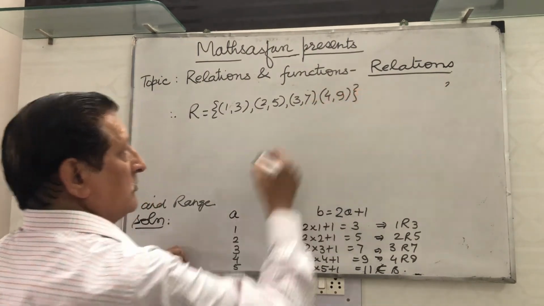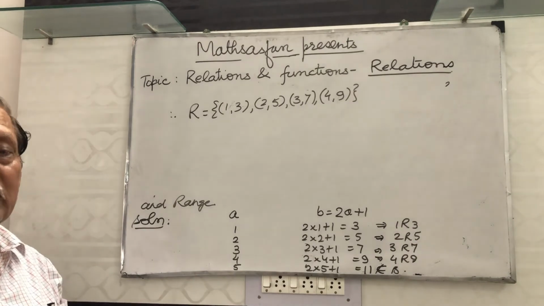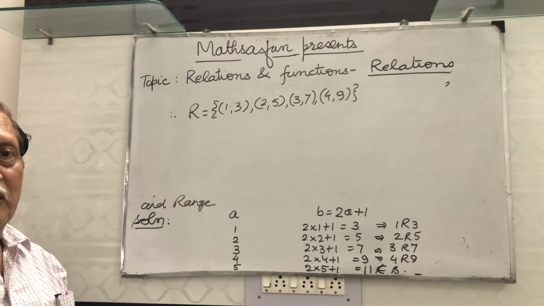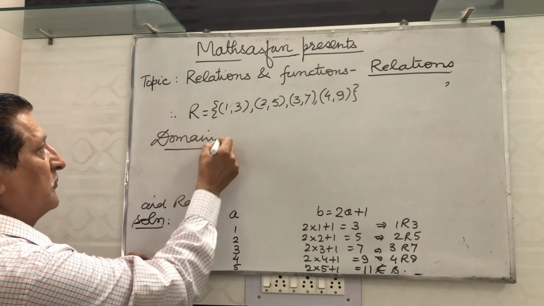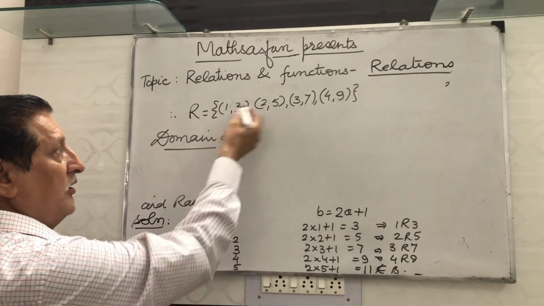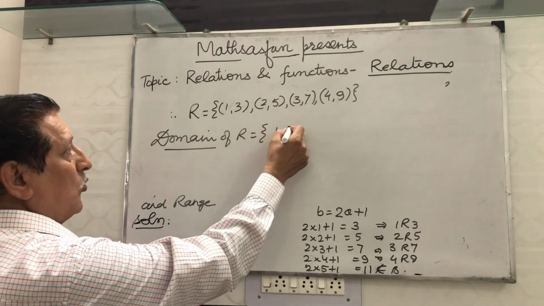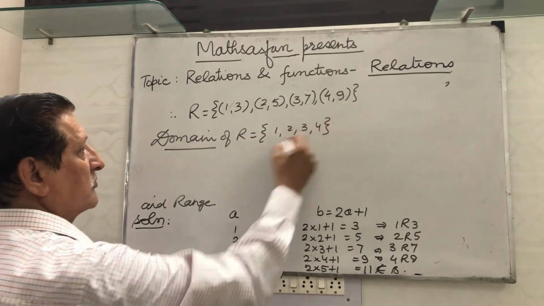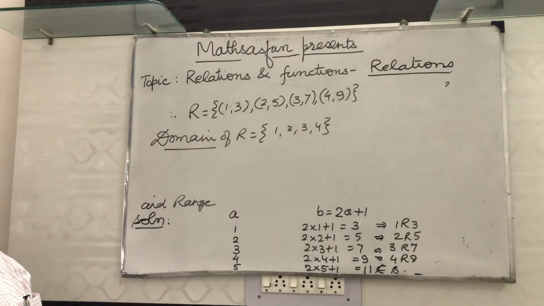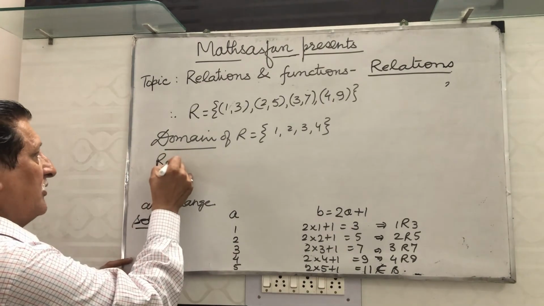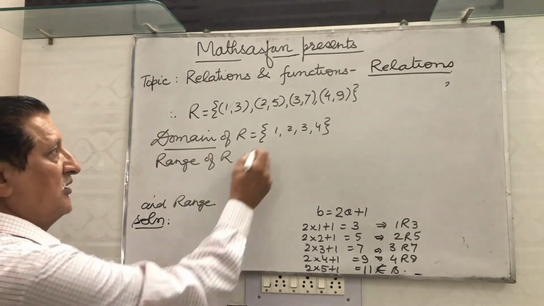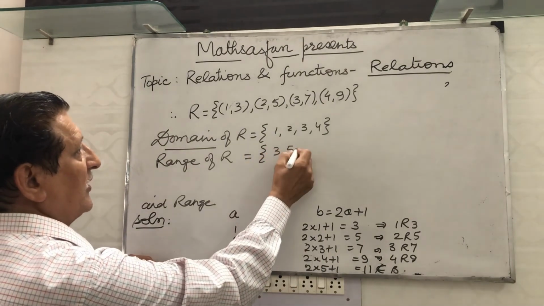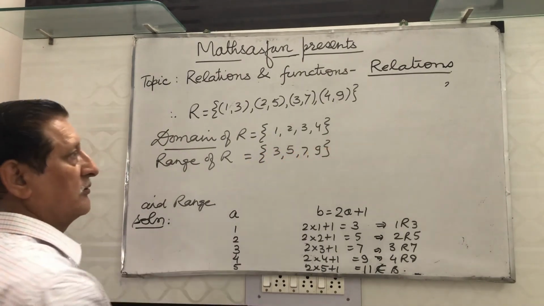That's all. Now he is asking you what is the domain of this. I told you domain is the first components of all ordered pairs. If we write domain of R here, only first components: 1, 2, 3, 4. And range, when it is asking you the range of R, range is the second components. They are 3, 5, 7 and 9.